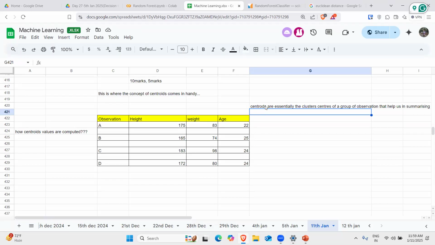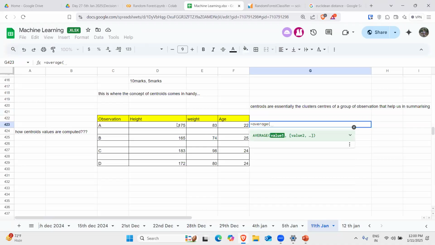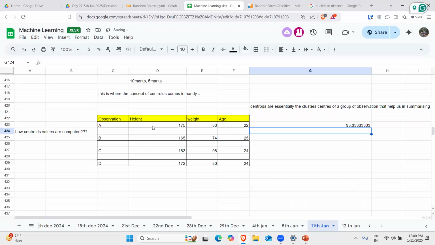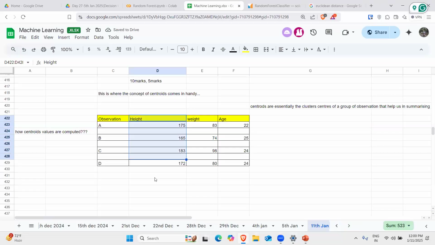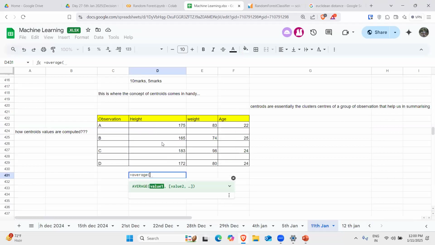So the mean of all the observations, 175 plus 83 plus 22. If you take the average of this, it will be the centroid, that is 93.3. No, sorry, not this. My bad. For height, right? For height, it should be the average of height.